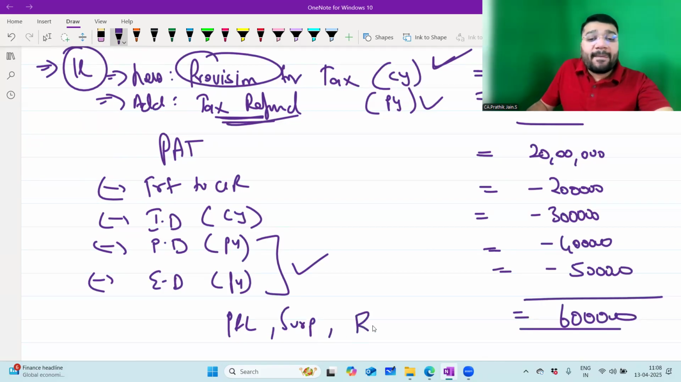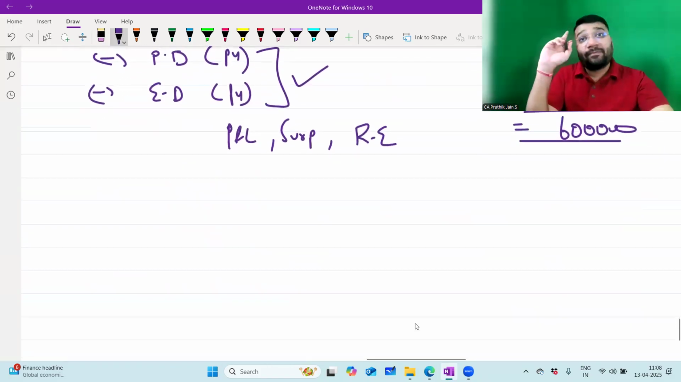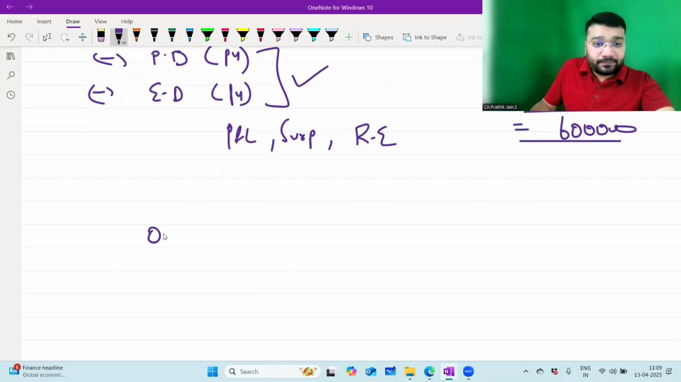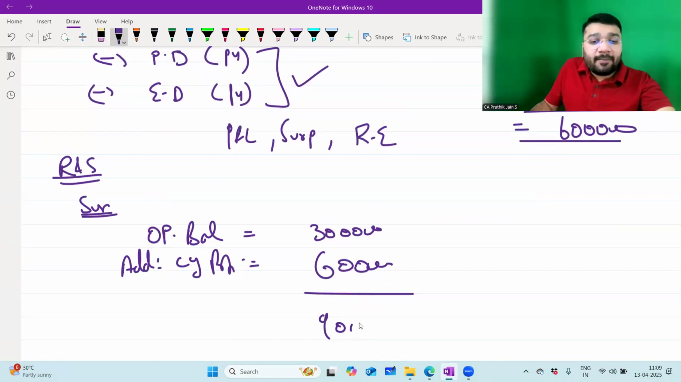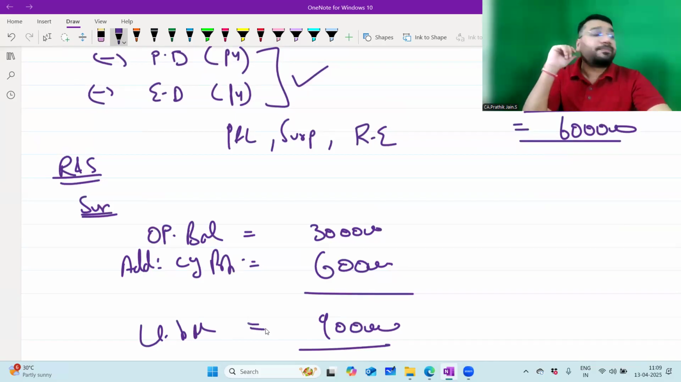So this is called as P&L balance or surplus or retained earning, whatever you say. From here, this 6 lakh goes where? To your reserves and surplus. So now, reserves and surplus. Under that, surplus. In that, we have opening balance. Let's say opening balance is 3 lakh rupees. Add current year's profit, which is how much? 6 lakh rupees. So what is your closing balance? Closing balance is 9 lakh rupees. Any problem? This is one way of preparing.